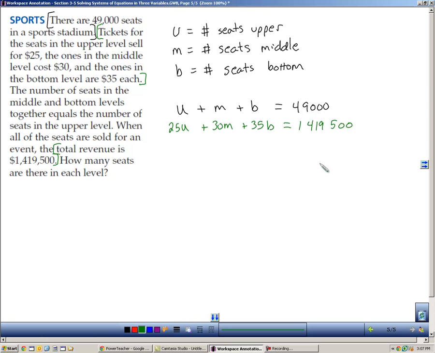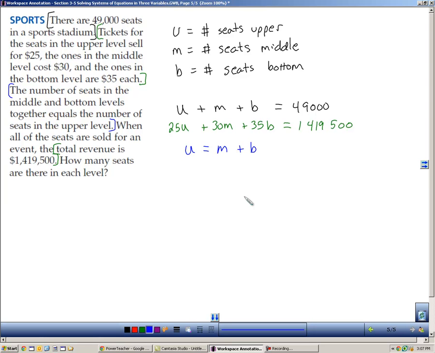That's the second equation. The last equation comes from right here: the number of seats in the middle and the bottom levels together equal the number of seats in the upper. So the upper level is going to equal the middle and the bottom added together.